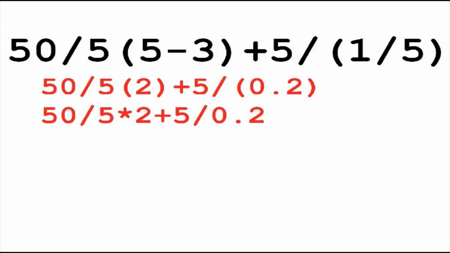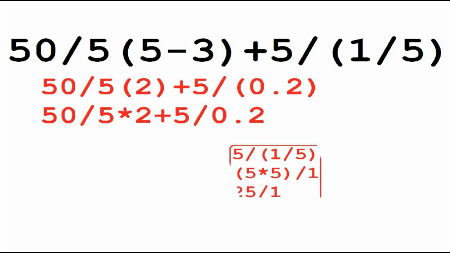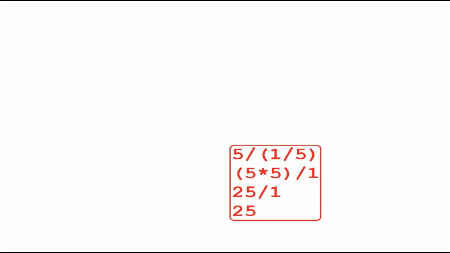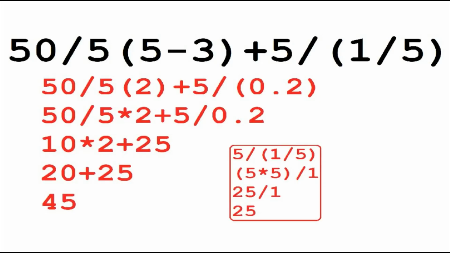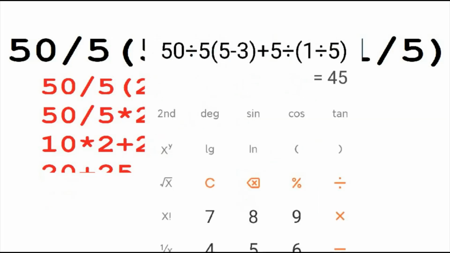If anybody is confused as to how that happened, we can also solve it like this. 5 divided by 1/5 was the original part. So now the 5 in the denominator of the denominator gets automatically promoted to the numerator, where it is multiplied by the other 5. This results in 25 over 1, which is just 25. Now 10 multiplied by 2 is 20, and 20 plus 25 is 45, which is the final answer. We check it and we are correct.